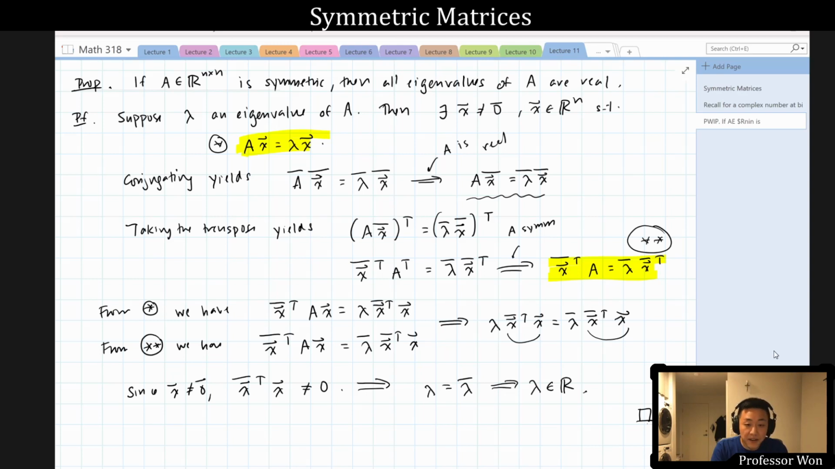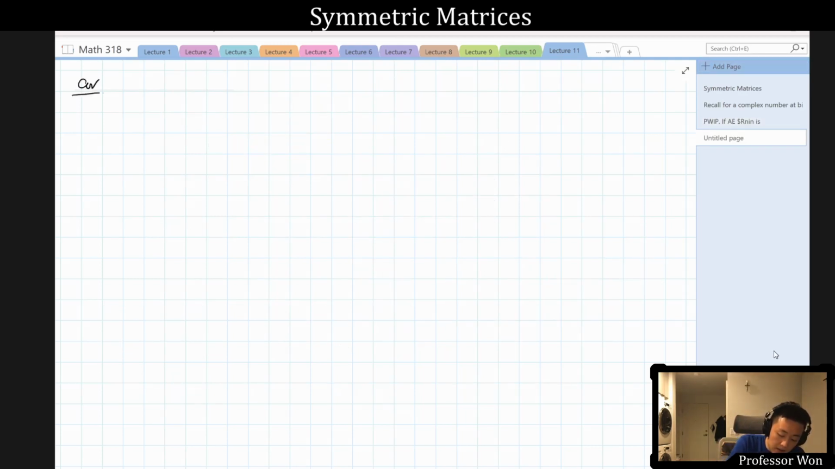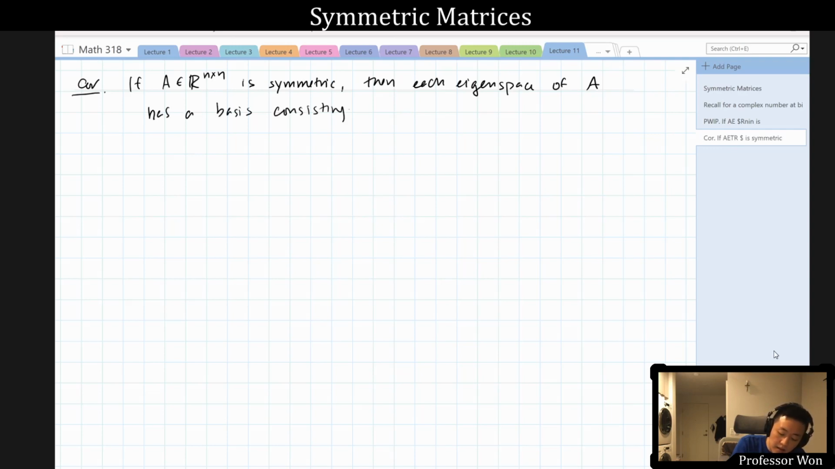And it's a very easy corollary of this that also for symmetric matrices, all of the eigenvectors only have real entries as well. So this is really just a corollary. If A is symmetric and real, then each eigenspace of A has a basis consisting of real eigenvectors.